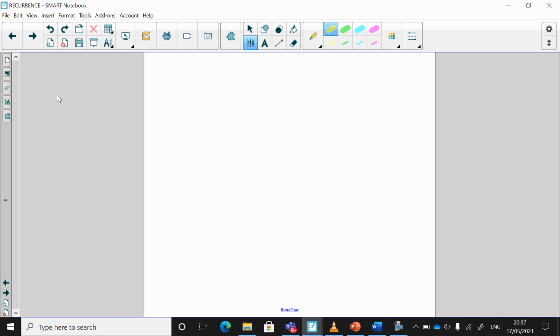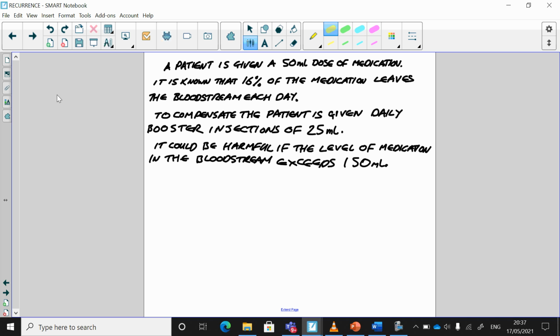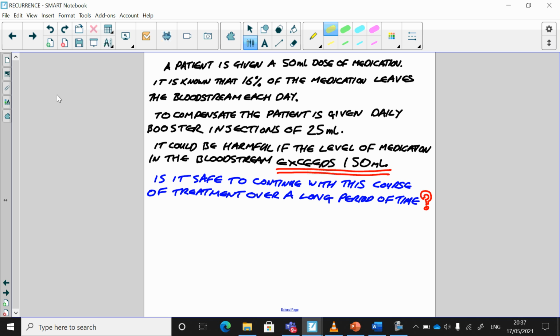So, is there another question? Yep, there's initial information. Just so you can see it all again. Just emphasising here, it could be harmful if we exceed 150 mils. So here's a question. Is it safe to continue with this? The 150 is the target value. So it looks like we want to know if there's a limiting value.